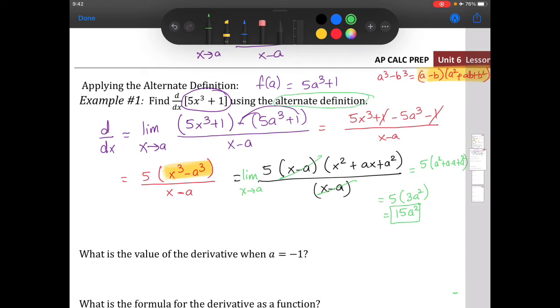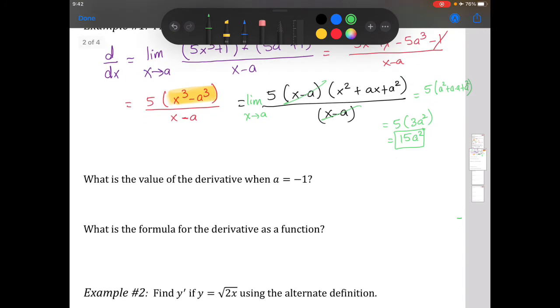I'll quickly sum up. Whenever you use the alternate definition, there will be some kind of factoring involved. And if you use the difference quotient, that has to do with expanding. So depending on what you like better, it doesn't really matter. You can use either or.